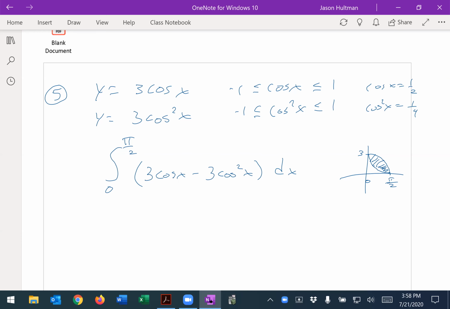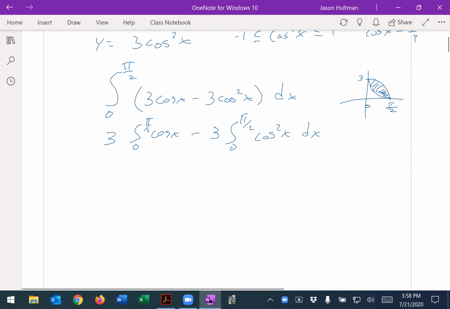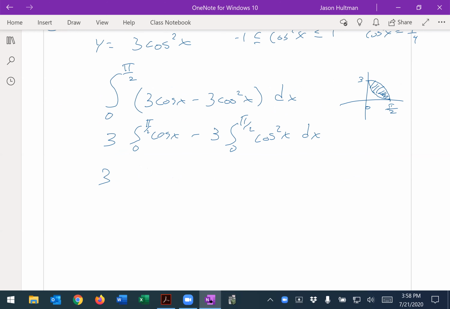So what I'm going to do is break this up into two separate integrals. This is 3 times the integral from 0 to pi over 2 of cosine x dx, which is 3 times sine x from 0 to pi over 2. The sine of pi over 2 is 1, minus the sine of 0, so 1, and 3 times 1 is 3. So I've got 3 in the front here.